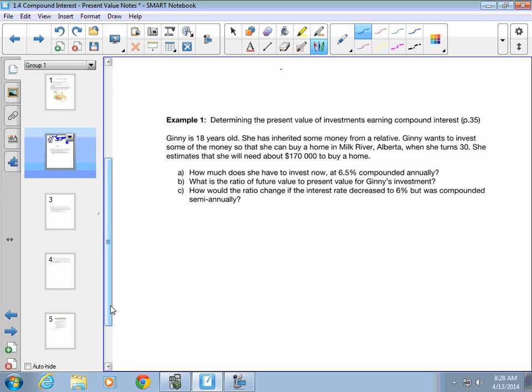For our first one, her future value is $170,000. Her principal, we're trying to find out. Her interest rate is 0.065. And N is the number of years she's going to be doing this for, so 30 minus 18 is 12 years.